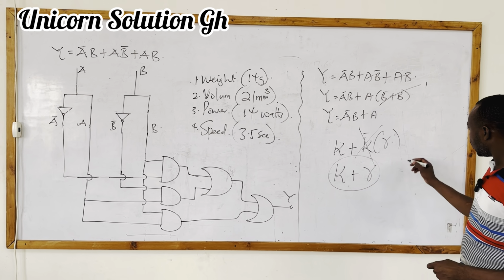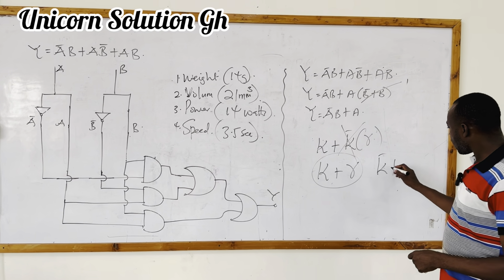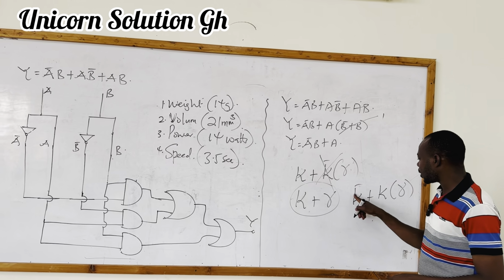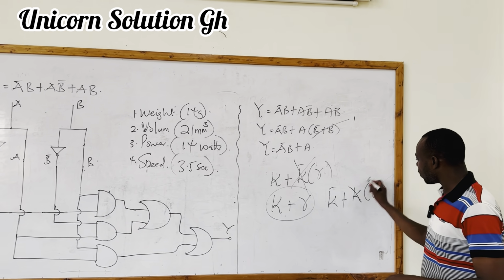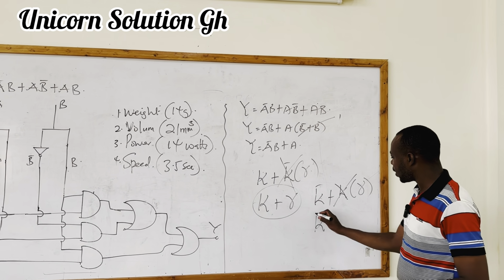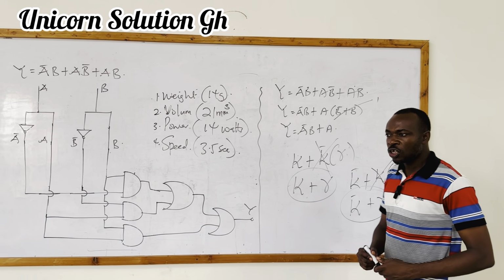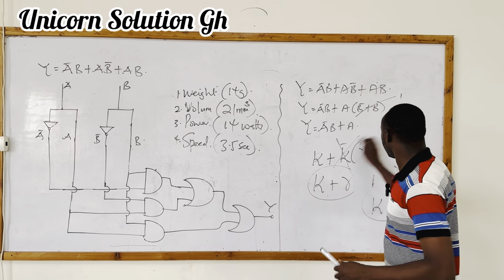In the same vein, if I have k bar plus k multiplied by gamma, since k bar is the image of k, it becomes insignificant. So it becomes k bar plus gamma. As simple as that. So we are going to apply such a rule here.